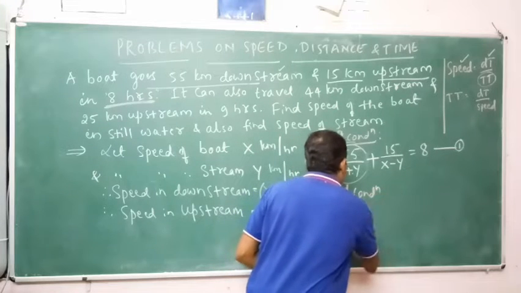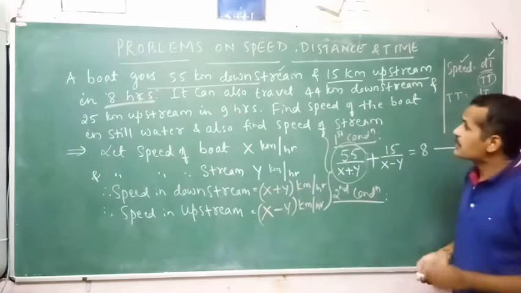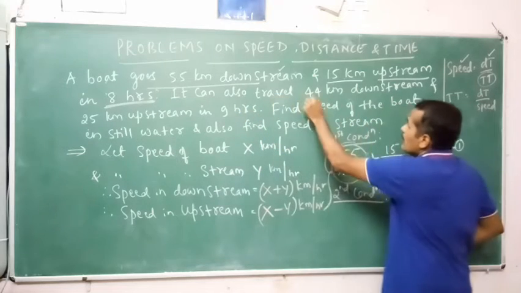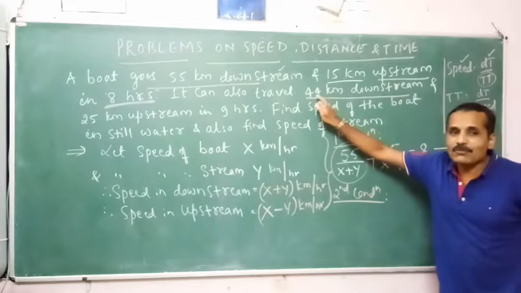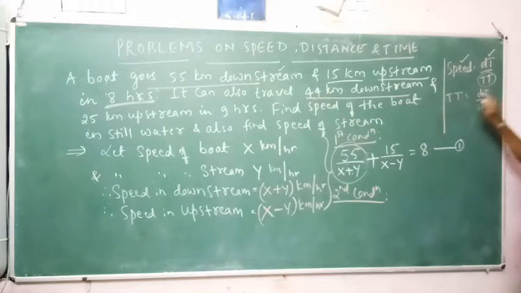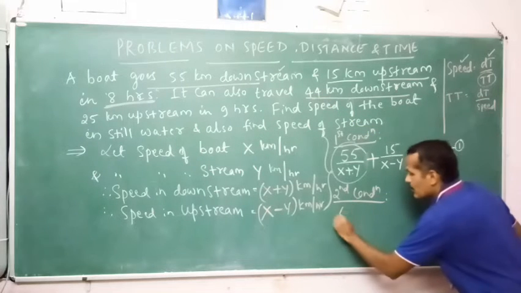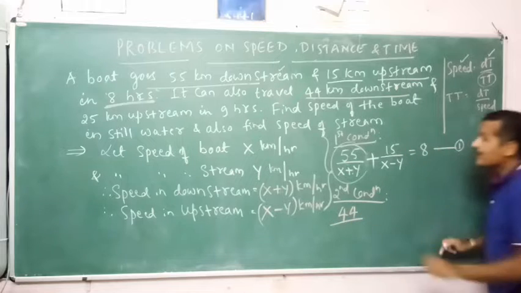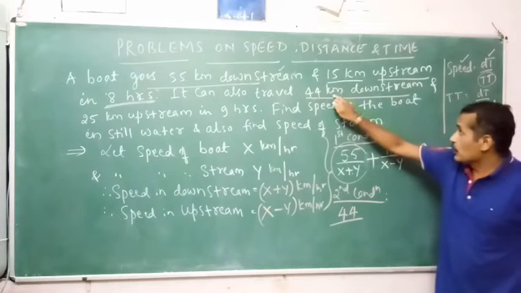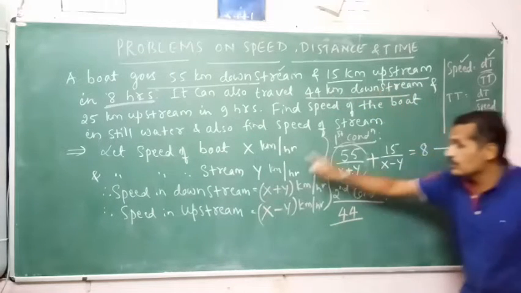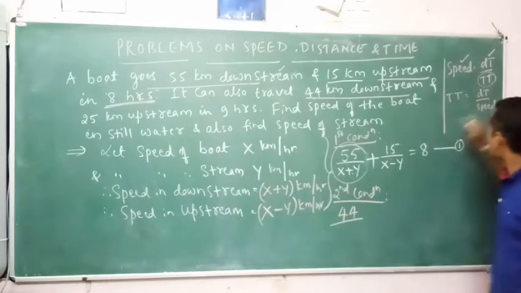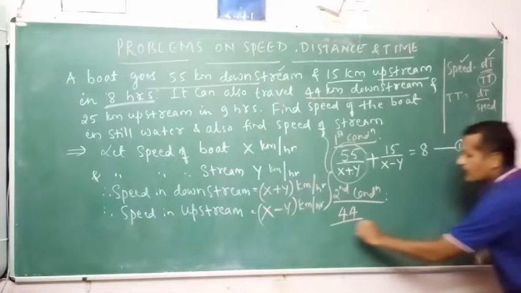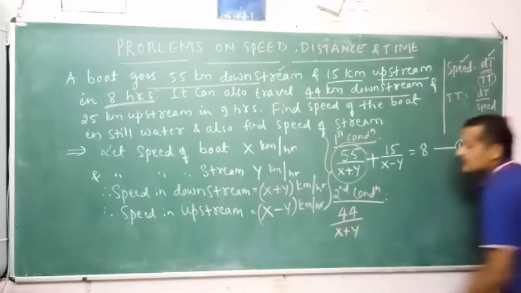Come on, let us go for the second condition. Second condition. Again read it. It can also travel 44 km downstream. My dear children, what is 44? 44 is the distance traveled. 44 divided by, 44 km downstream. Downstream speed is x plus y. I want speed in the denominator. So 44 by x plus y.